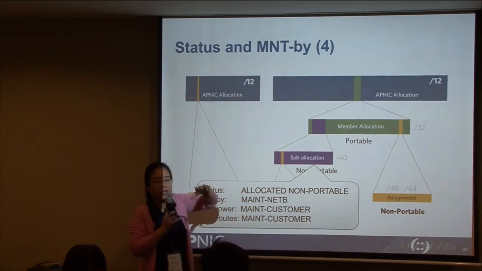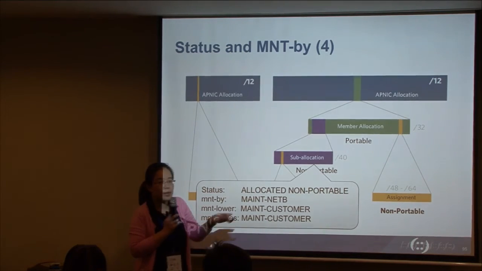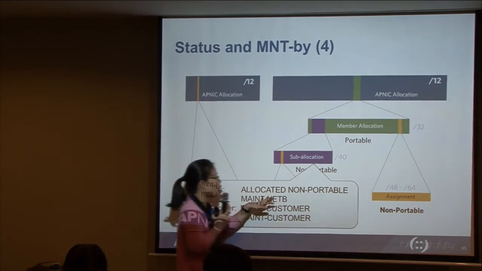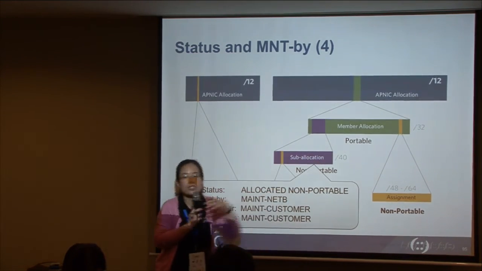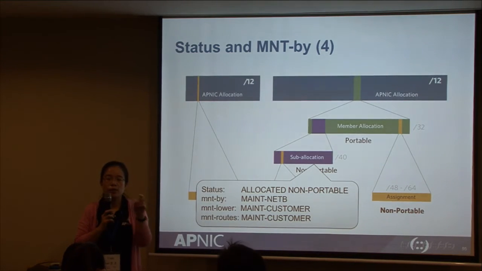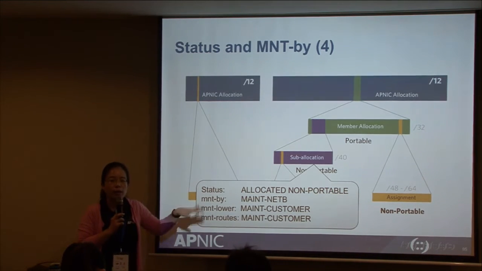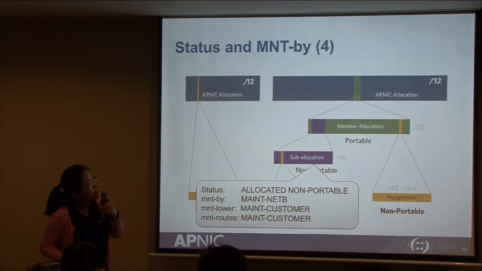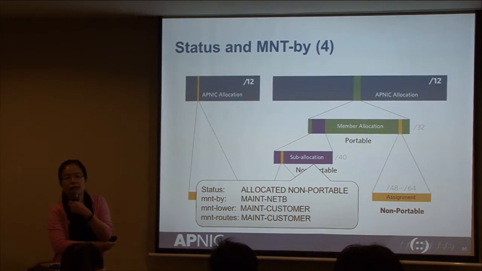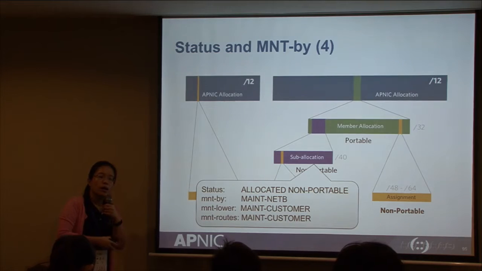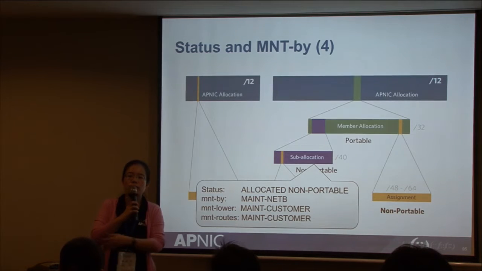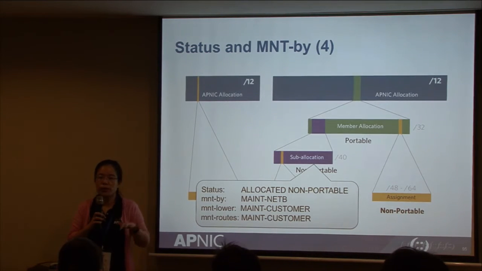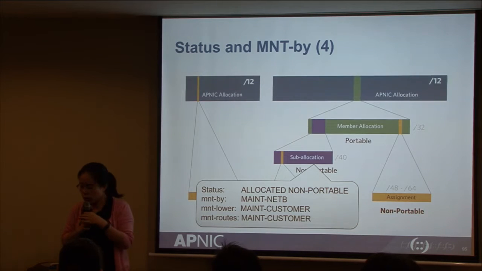And for maybe the core engineers, maybe they have the maintainer of the whole network, and then he can change this part, which is delegated to the others. So you can limit the rights for different network engineers' accounts by using a hierarchical maintainer. So here is how the maintainer, the maintain lower and the maintain routes are used. Maybe not all of them are used in your network, but I hope these are helpful for you to understand all the elements of your resource.